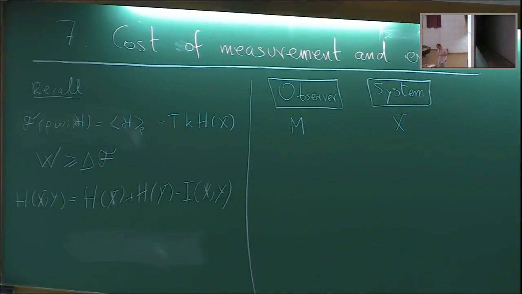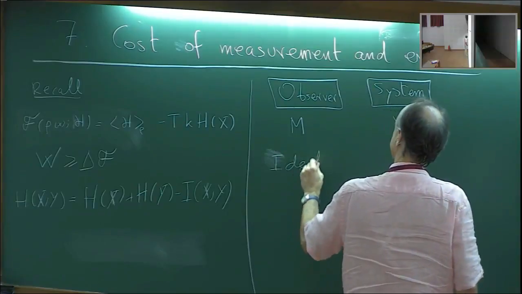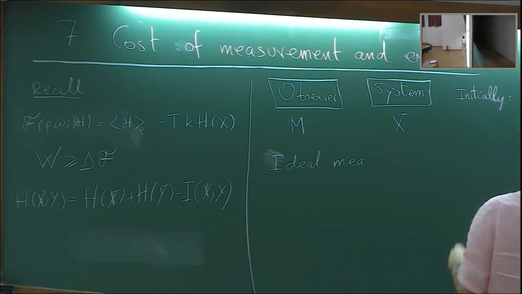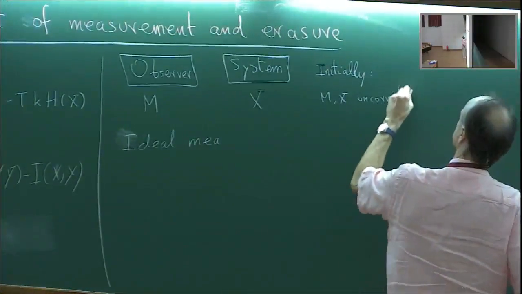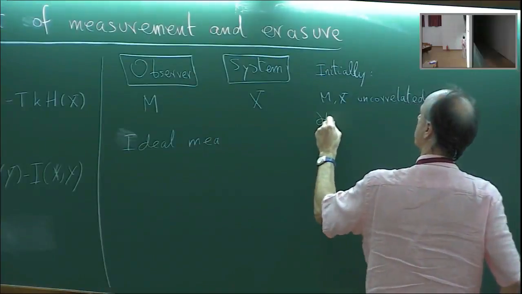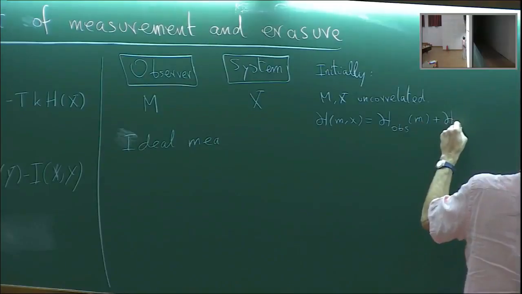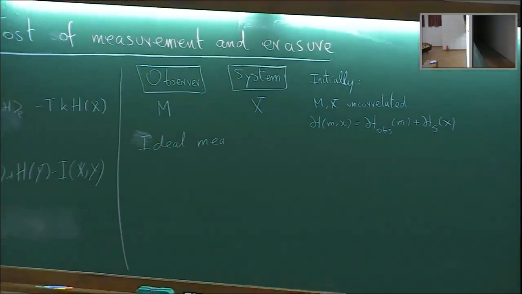And let's look first at a measurement. How can we implement a measurement? Well, the simplest scenario for a measurement, I will call it an ideal measurement. First, initially, I will assume that they are independent, so M and X are uncorrelated. And I will assume as well that the total Hamiltonian is the Hamiltonian of the observer plus that of the system. I mean, they don't interact, so they are separated. The measurement is a kind of interaction, and the result of that interaction is that M and X will be correlated.